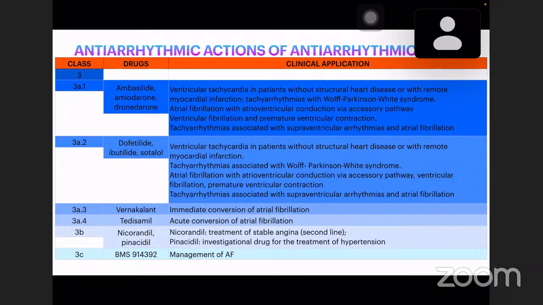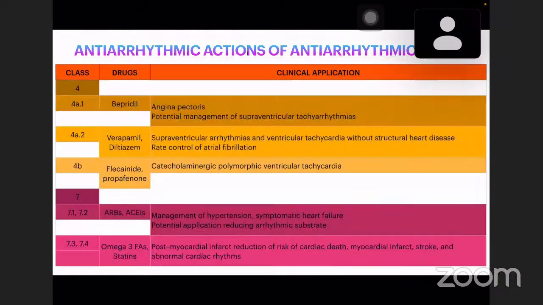Vernakalant, immediate conversion of atrial fibrillation. Prednisolone, acute conversion of atrial fibrillation. Nicorandil, in the treatment of stable angina as a second line drug. Pinacidil, used in the treatment of hypertension, but it's still under investigation. The class 3C drug, as of now, is under study for the management of AF.